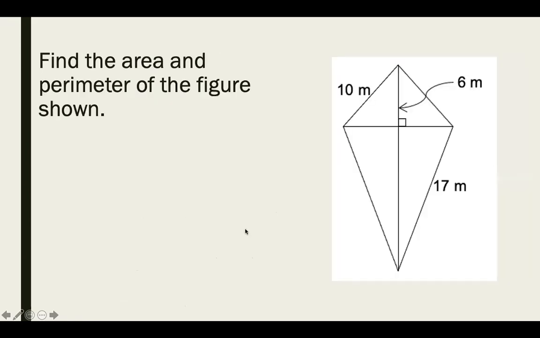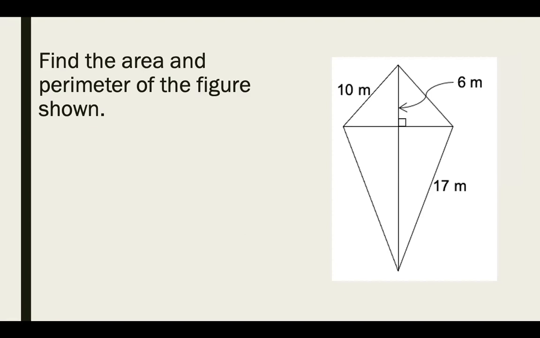All right, let's look at another one. So what do we have here? We have a kite, and we're going to find the perimeter first. So in order to find the perimeter, we just need to know what all 4 sides here are. And hopefully remember, from a kite, we have 2 pairs of consecutive sides congruent.